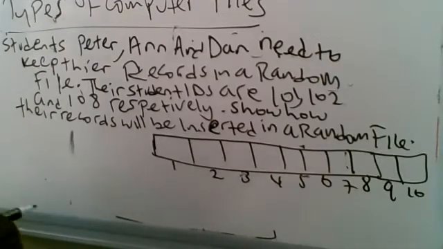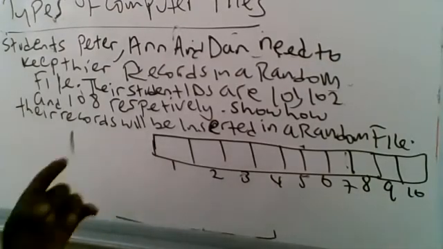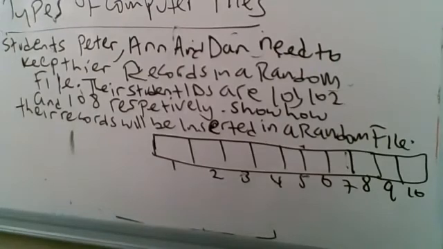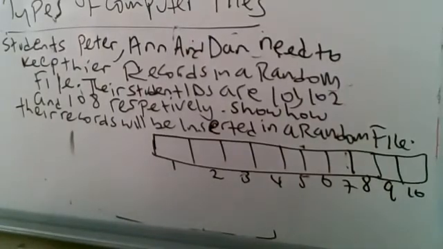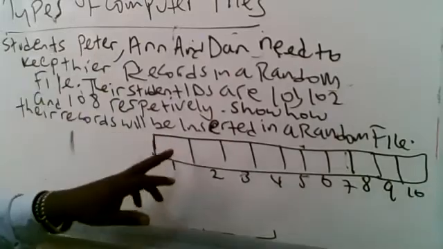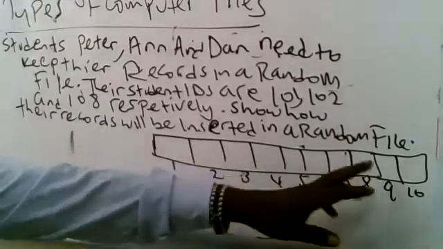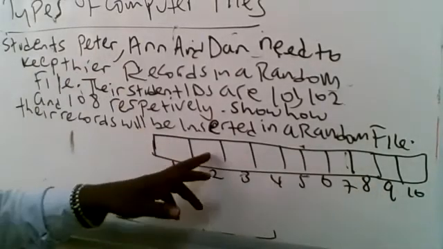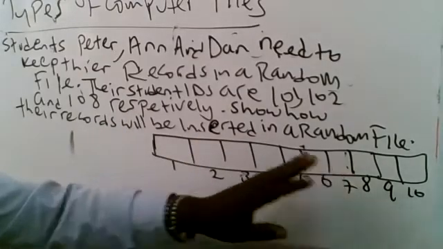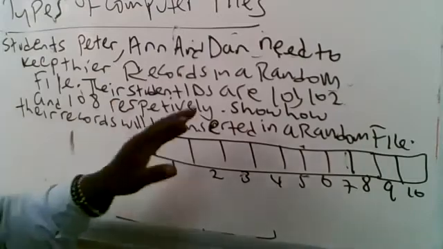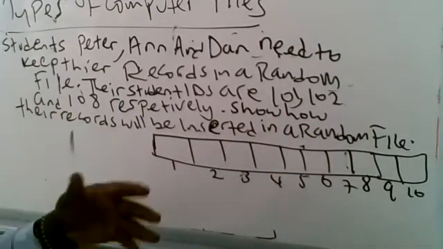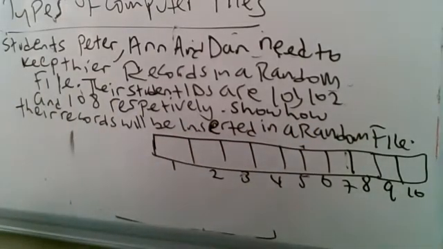Now, how does a random file work? A random file is a file which can keep records in a scattered manner in any position. There is no specific position. You may find that Peter's record can be put in position 1 or position 10. And this record can be put in position 2 or any of these positions randomly. The records are stored in any random position.